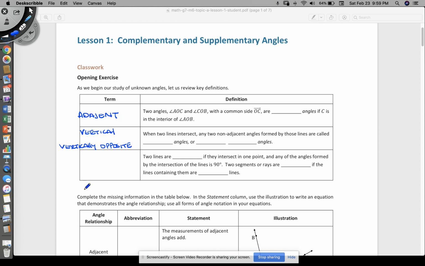Next one. Two lines are blank if they intersect in one point and any of the angles formed by the intersection of the lines is 90 degrees. Two segments or rays are blank if the lines containing them are blank. This is going to be perpendicular. All right, let's fill in some more here down below.